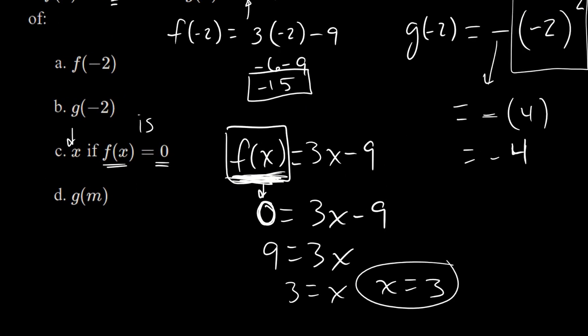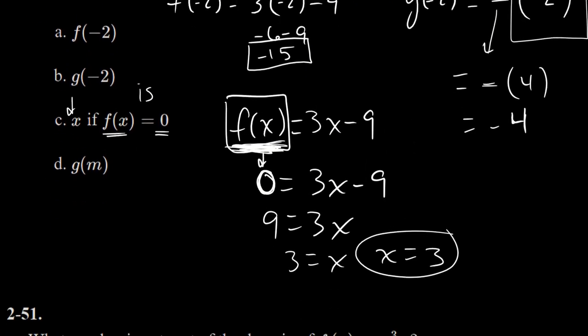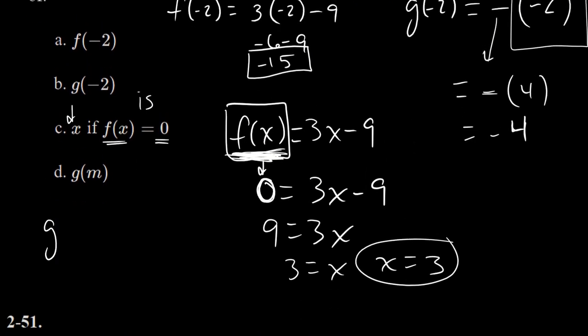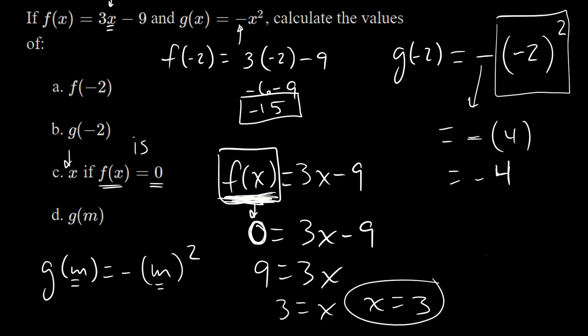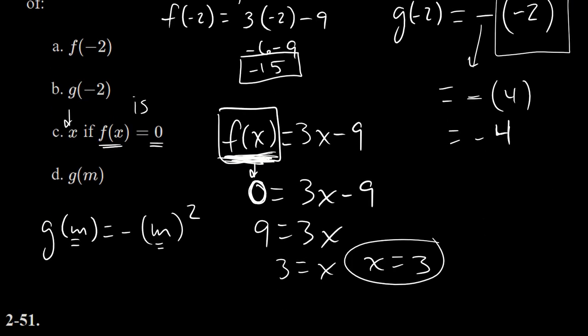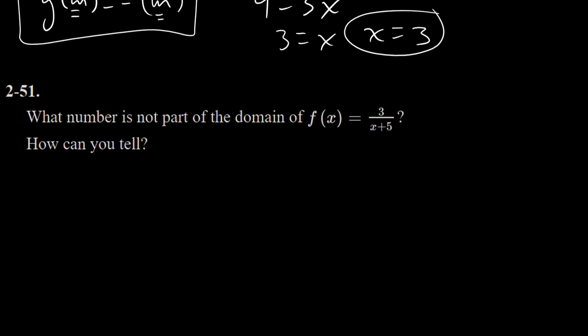And then finally it says, what is g of m? Oh, g of m. Remember, g of x was the opposite of x squared. If I take m and put it into g of m, I'm just going to put m there in the place of x. So it becomes the opposite of m squared. That's it. So that's the answer for part D. Well, that's clever. Let's move on to 51.